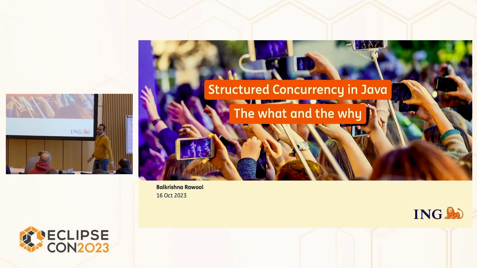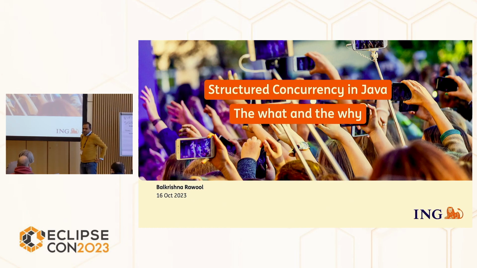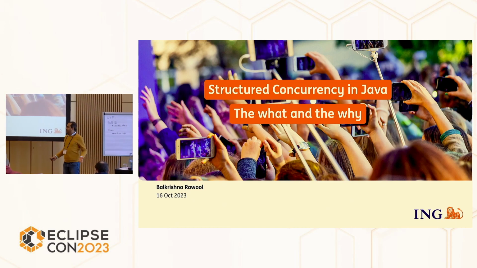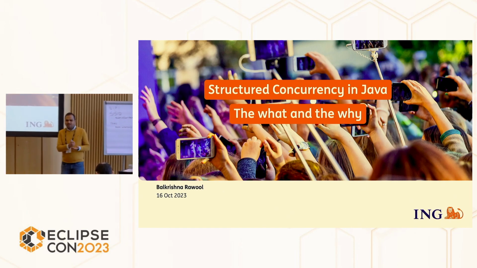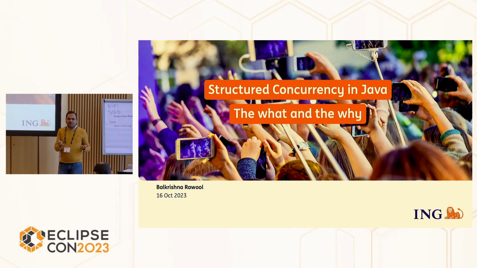We're going to talk about structured concurrency in Java, specifically what it is and why we need it. So this entire talk is divided into three parts. First, we will see why we actually need structured concurrency. Why is there a need for it? Then we will deep dive into structured concurrency and see how it is done in Java. And in the last part, we will compare the structured concurrency API with the CompletableFuture API. So yeah, let's get into it.